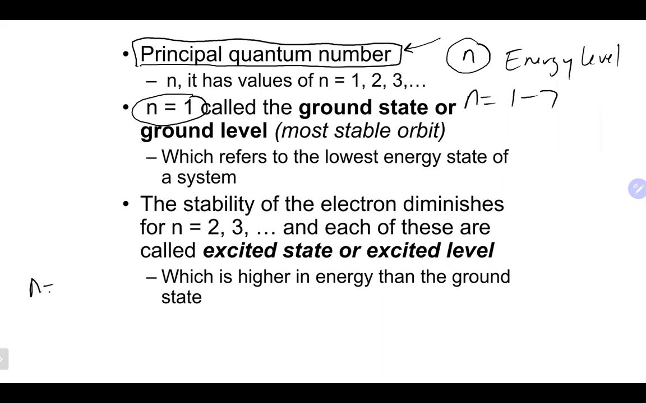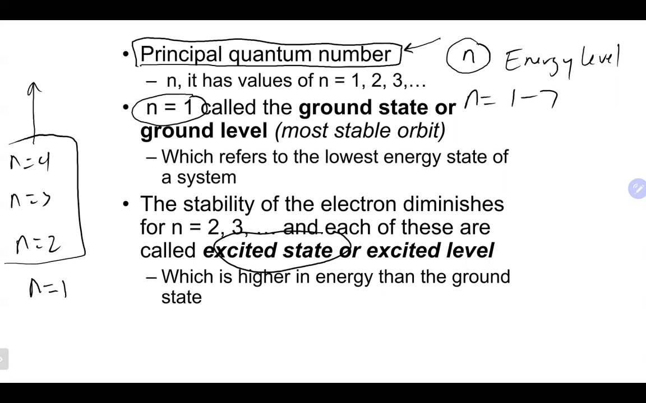And after that, on n equals 2, n equals 3, n equals 4, and so forth all the way up, these are what are referred to as excited states. So anything above that n equals 1 is basically an excited state.